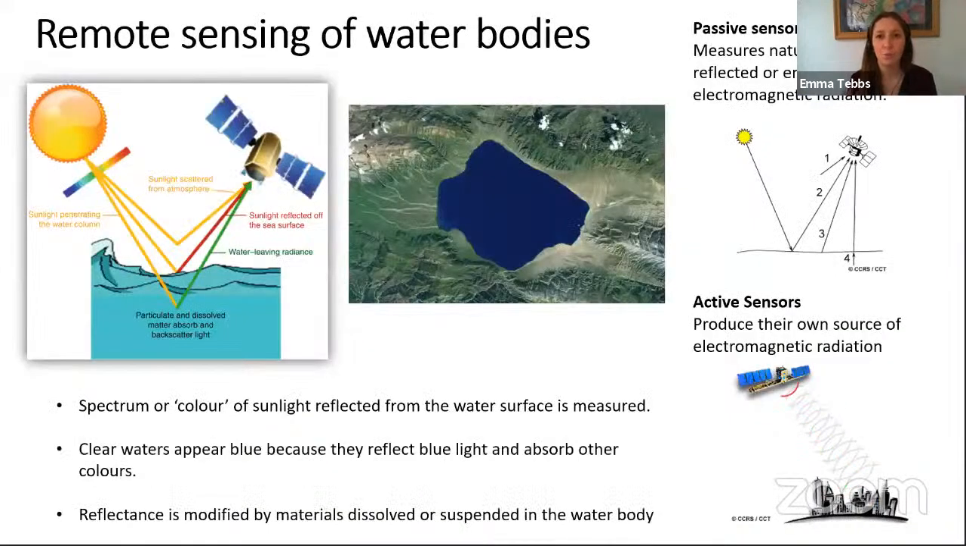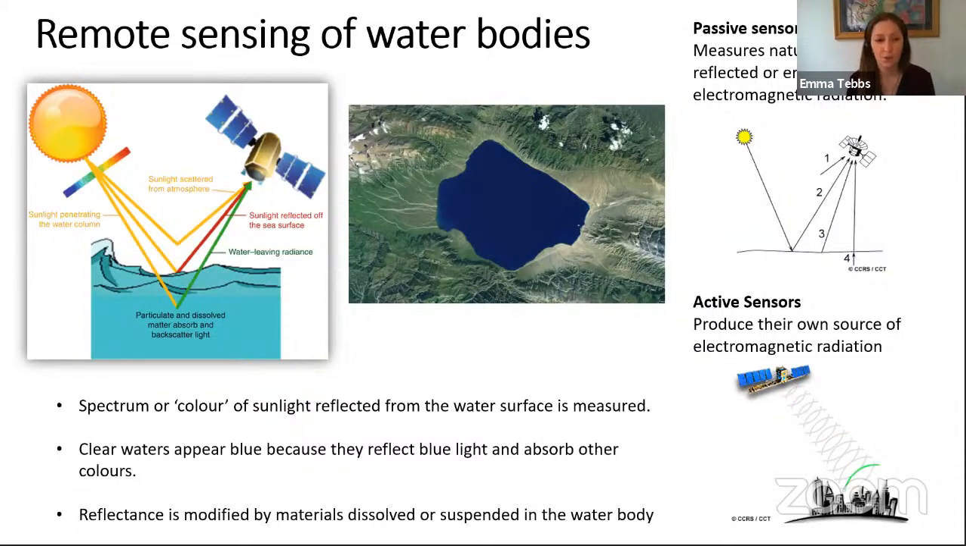So in the case of water bodies, we have light from the sun that will interact with the water body, and depending on the materials present in that water, that will change the spectrum of that light. So the satellite detects that reflected light and measures the spectrum or color of that. And so we can use that to map the area of surface water, and also to find out about materials present such as phytoplankton and suspended sediment.